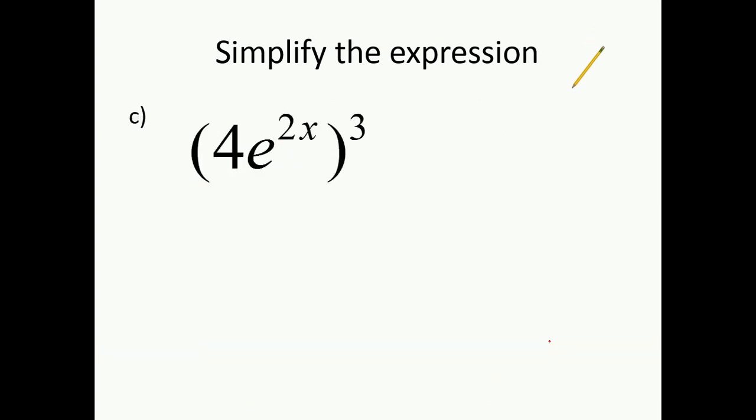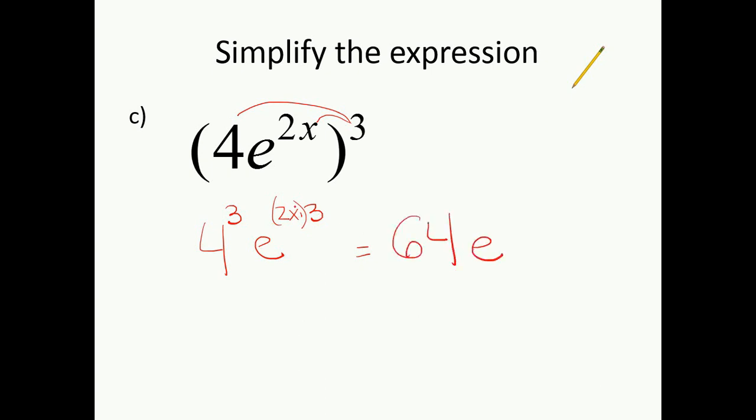Let's also find what this one is. So I've got (4e to the 2x) to the 3rd power. So remember, guys, when you had an exponent outside parentheses, we basically distributed, for lack of a better term, it in. So we had 4 to the 3rd and e to the 2x times 3, right? So ultimately, 4 to the 3rd is 64, and e to the 6x.